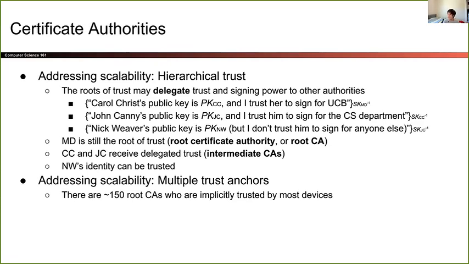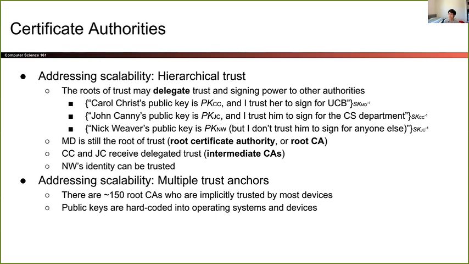But there are about 150 or so, give or take, root certificate authorities that are implicitly trusted by most devices. Really, it's up to the manufacturer of the device to decide who exactly they trust. Generally, there's a little over 100 of these that everyone always trusts. These keys are hard-coded into operating systems and devices and so on, so that we have their public keys to start the root of trust. All right.